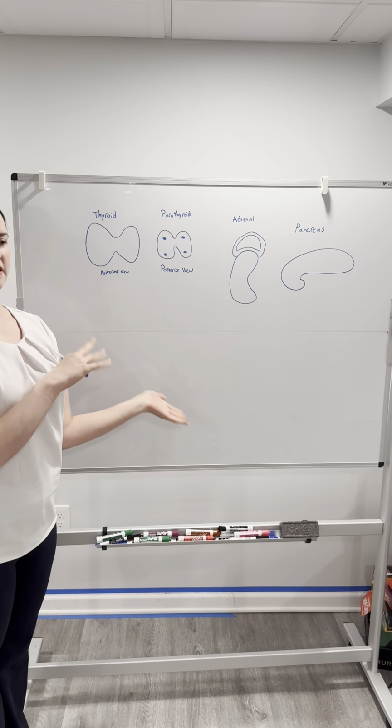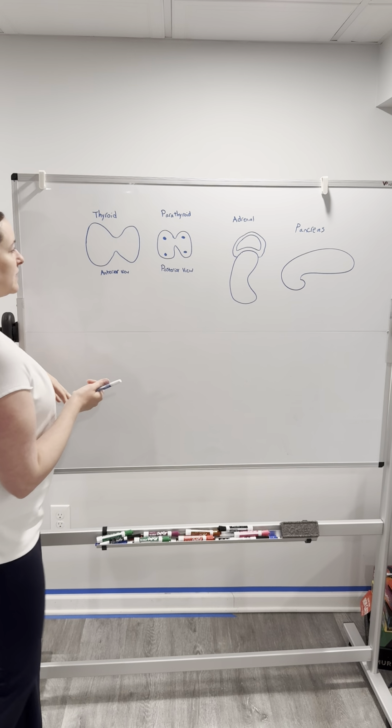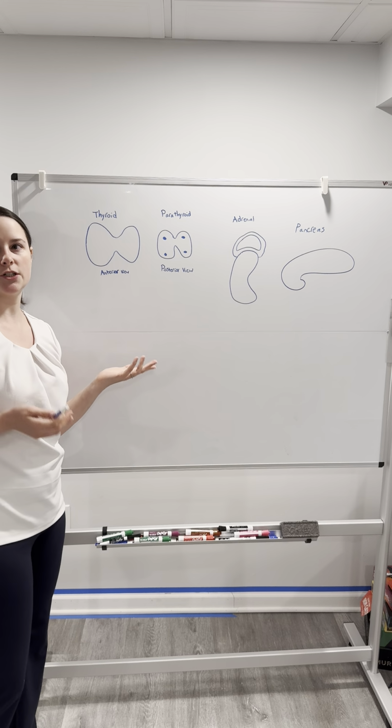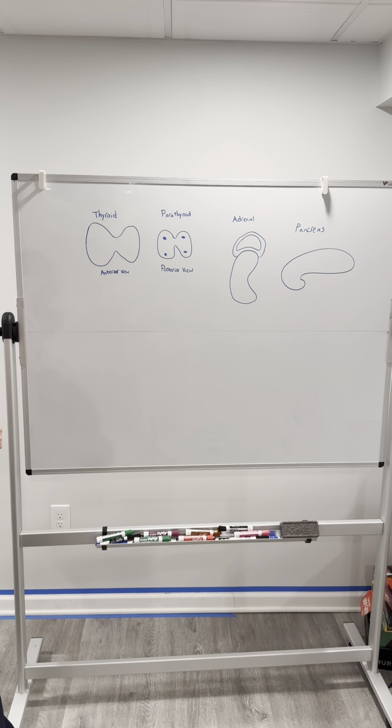In this video, we're going to do the second half of the endocrine system, and we're going to get into all of the glands and then other cells that secrete different hormones. So let's start with the thyroid gland.